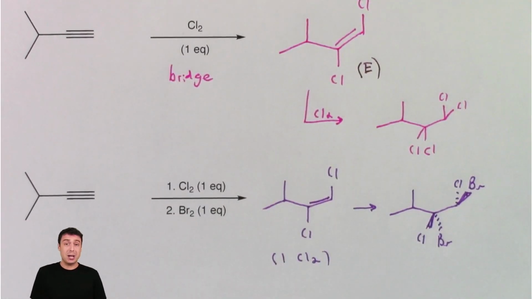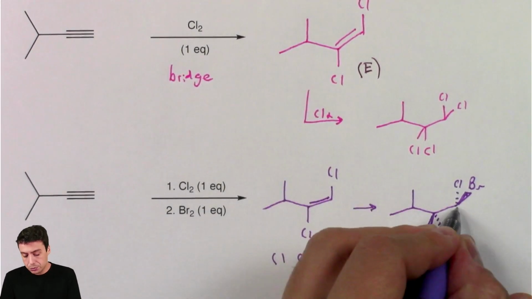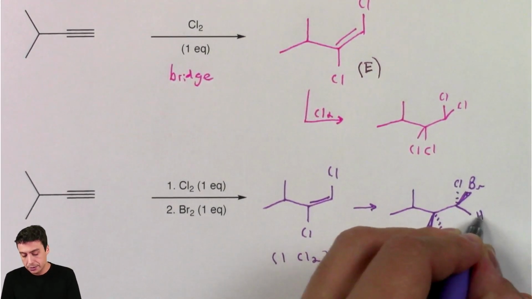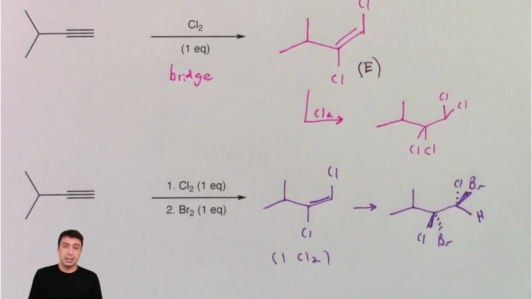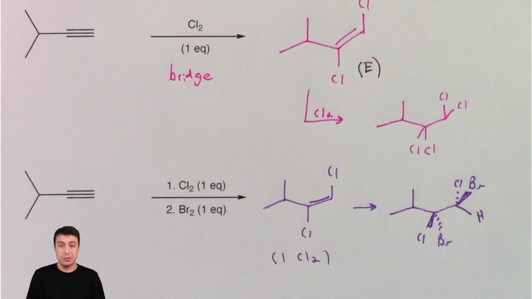Now, that might look strange, having the dash and the wedge on the end of a chain. Well, if it helps, remember there's also a hydrogen here. That's what makes that carbon a chiral center. So this is one option. The other option would be the enantiomer of this as well.